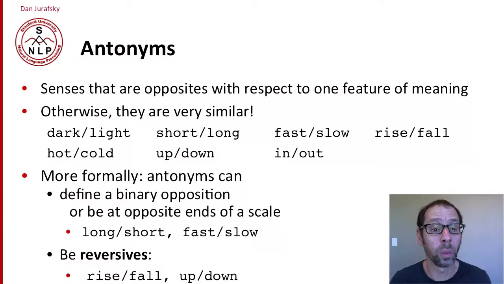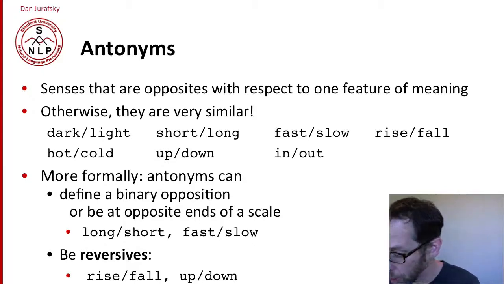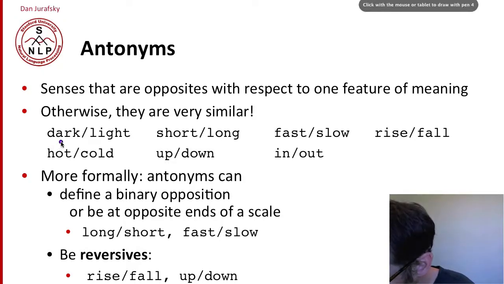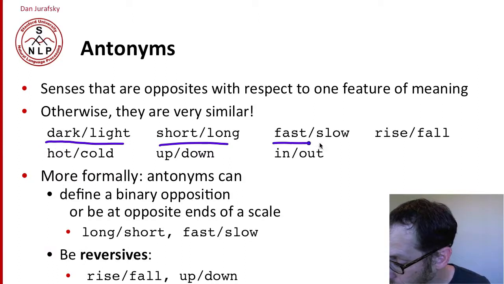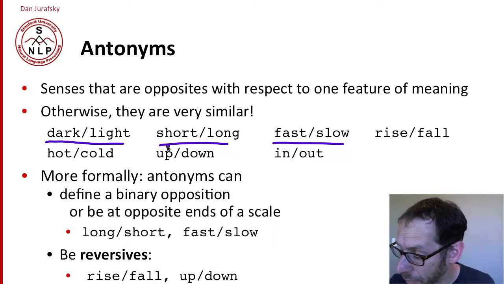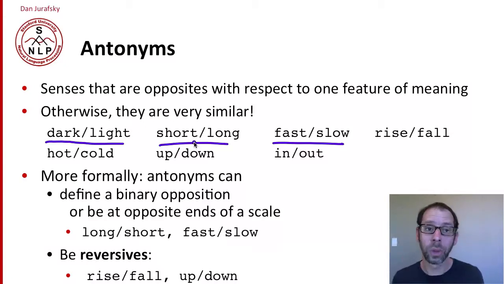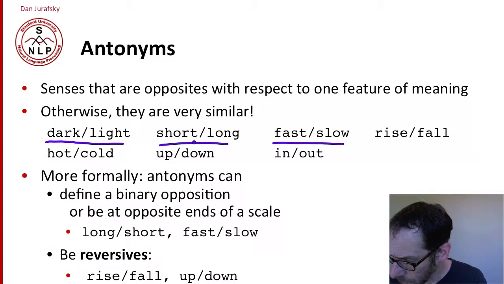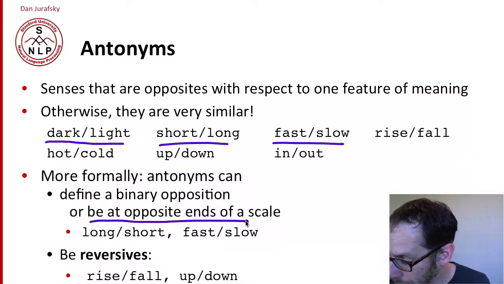Another important relationship between word senses is antonymy. So antonyms are senses that are opposites with respect to one feature of meaning and otherwise very similar. So we have dark and light, short and long, fast and slow. All these are words which have very similar meanings. Short and long both mean a property of length, and short just means I'm at this end of the scale, and long means I'm at the other end of the scale. So more formally, we say antonyms define a binary opposition, or they can be at opposite ends of the scale.